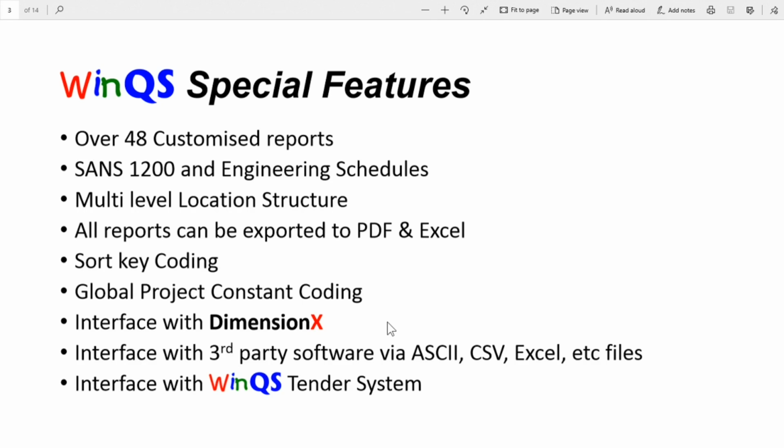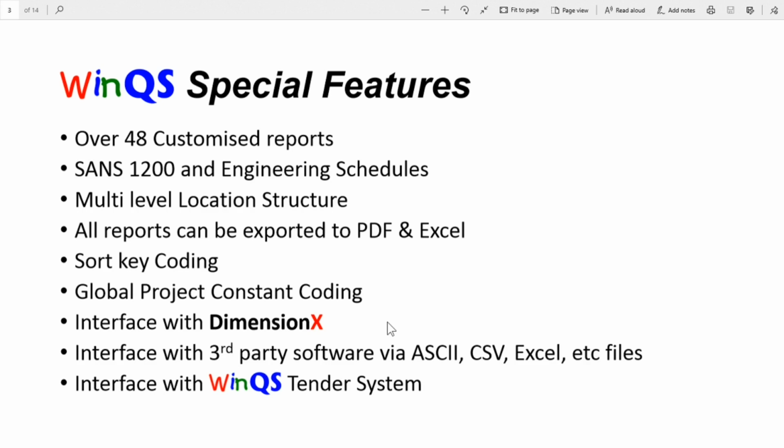WinQS also has an interface with our own WinQS tender system, which really gives the user the ability to speed up the whole tender process, where you will provide the contractor with a specific tender backup. If they have the tender system, they can import the tender backup into the tender system. From there, they can export it again to ASCII, CSV, etc., where they can import it into their dedicated software that they use for rate build-ups.